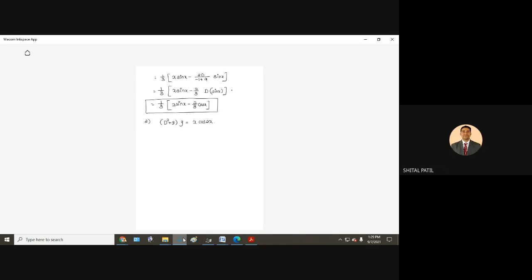Yes, you have to solve this. Come on, solve. 2 minutes are there. Fast. Solve the remaining part and tell me what the answer is.